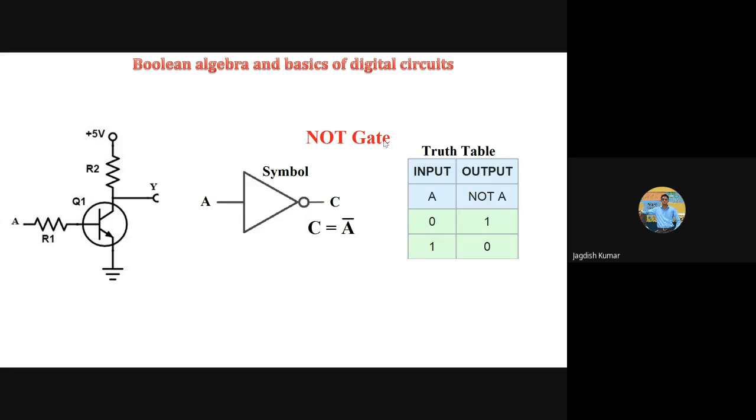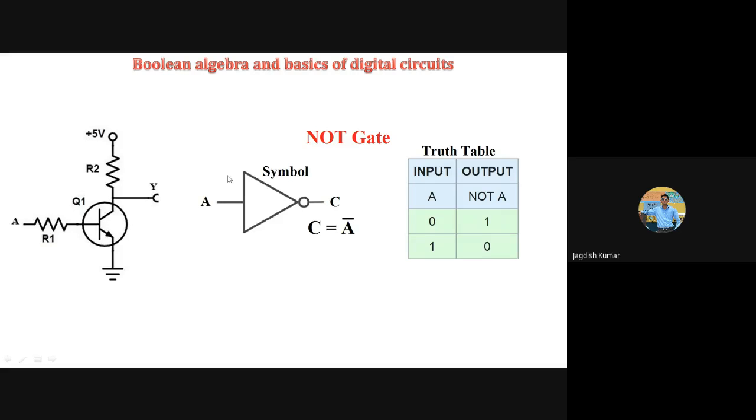I think we had already discussed the NOT gate in one of our beginning classes. A NOT gate is the one for which if you input high voltage, or input 1, then the output is going to be 0. That is what a NOT gate is. It inverts the input. If input is 0, output is 1. If input is 1, output is 0.